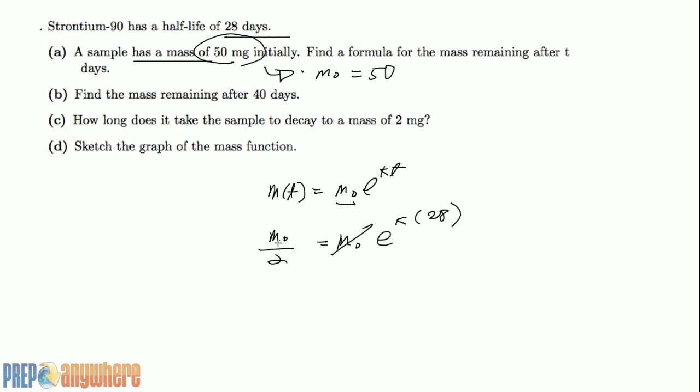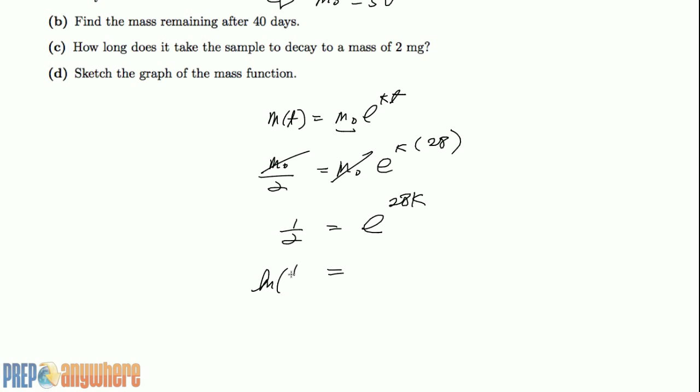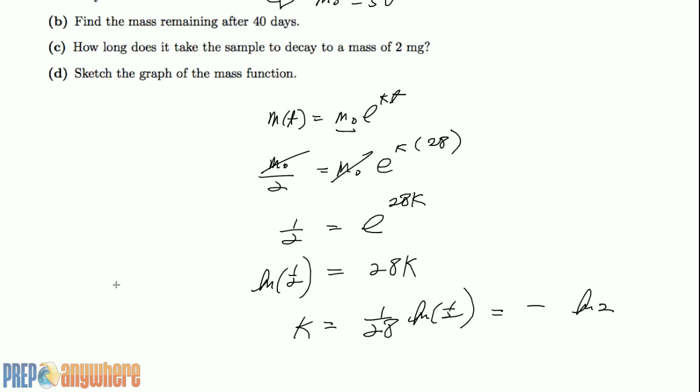Okay. Note that the M0 here cancels out. We get half equals e to the 28k. We can ln both sides, so we get ln of half is equal to ln of this, which just becomes 28k. So k is equal to 1 over 28 ln of half. Okay, ln of half is the same thing as minus ln of 2. Because half is the same as 2 to the power of -1, and by log laws that negative can come down to the front. Okay, this is what we have. Minus ln of 2 over 28 is k.